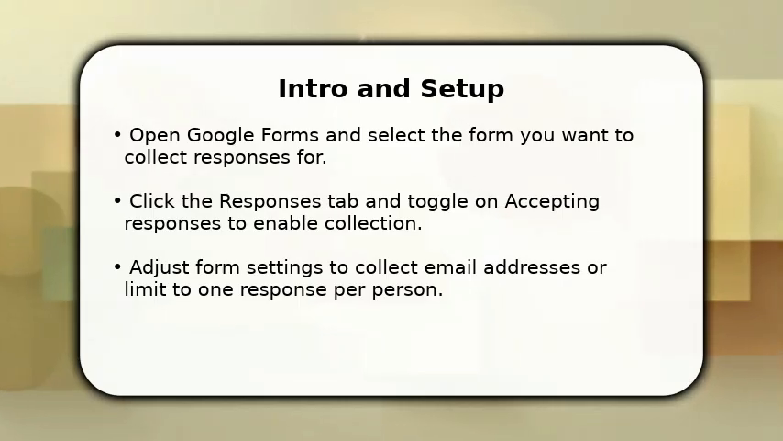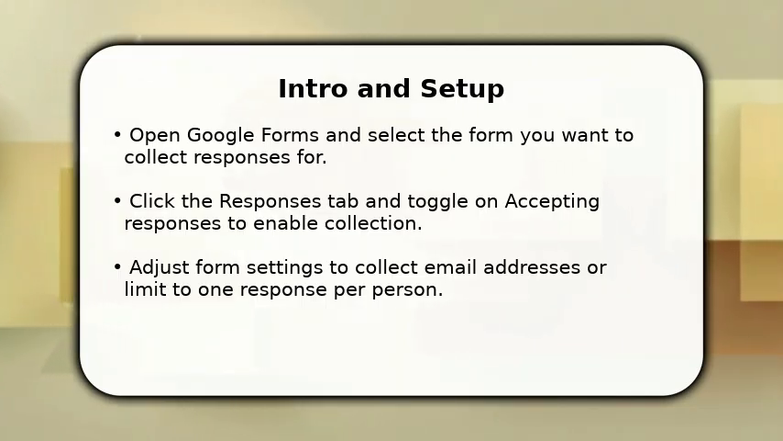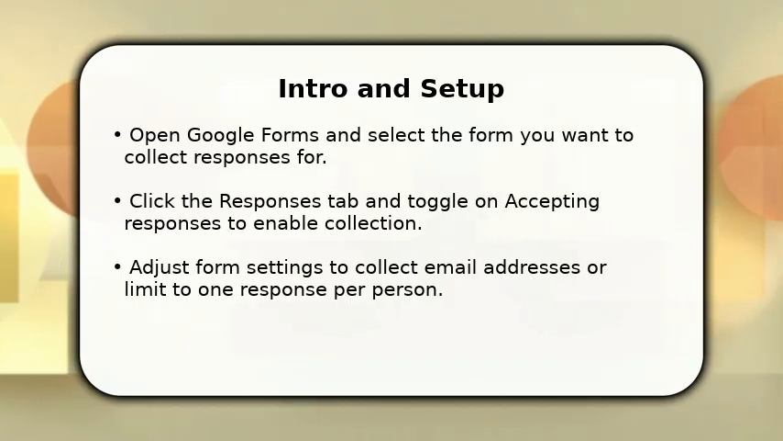In this video, I will show how to get responses in Google Forms, full guide. Open your form and go straight to the Responses tab, then toggle on Accepting Responses and choose whether to collect email addresses. Next, review general settings to enable one response per person or allow anonymous replies. Finally, test the form with a quick submission to confirm responses land in the Responses tab and linked spreadsheet.